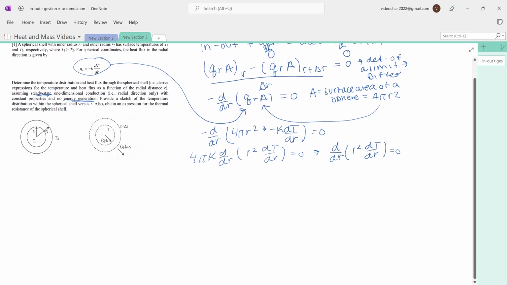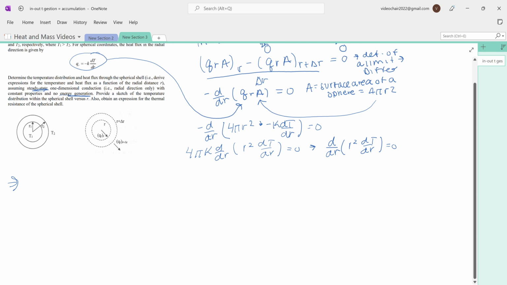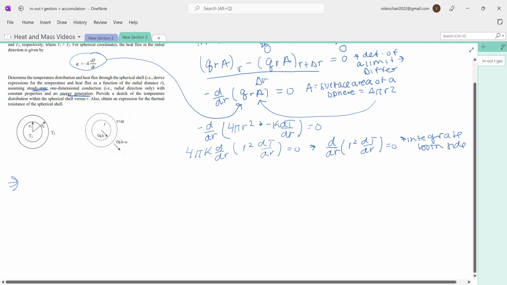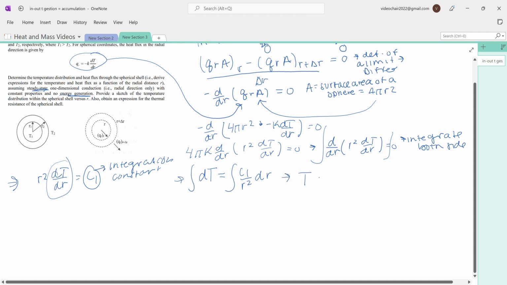With this, we're going to move down a little bit. Come back over here. We're going to integrate both sides. That gives us r squared dT/dr equal to C1, where C1 is the integration constant. We separate our variables and integrate again, since we still have a differential term. Once we separate our variables, we get dT equal to C1 over r squared dr. And integrating, we get an expression for T equal to negative C1 over r plus C2.